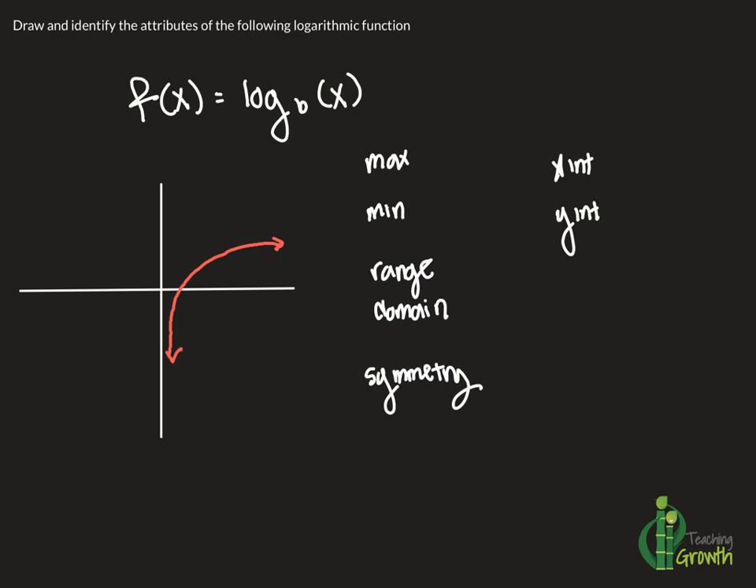Now, what is the maximum value for this logarithmic function? Well, the maximum value is going to be, it doesn't exist, or sometimes referred to as infinity. And the minimum value will be it doesn't exist, or negative infinity. Now, for the range of this function, it's actually unbounded, so y is a subset of all real numbers. Meanwhile, though, x is bounded, and we'll talk about why it's bounded in a second really quick, and x is going to be everything greater than 0.